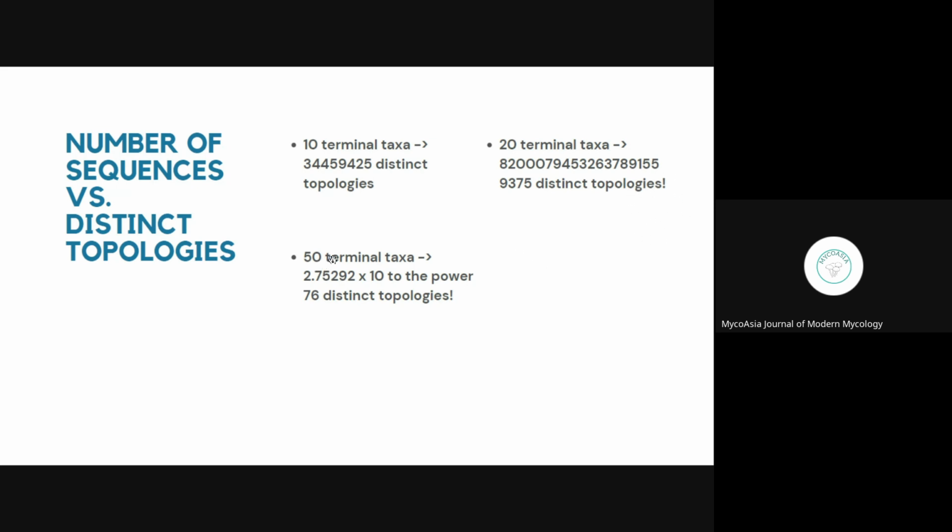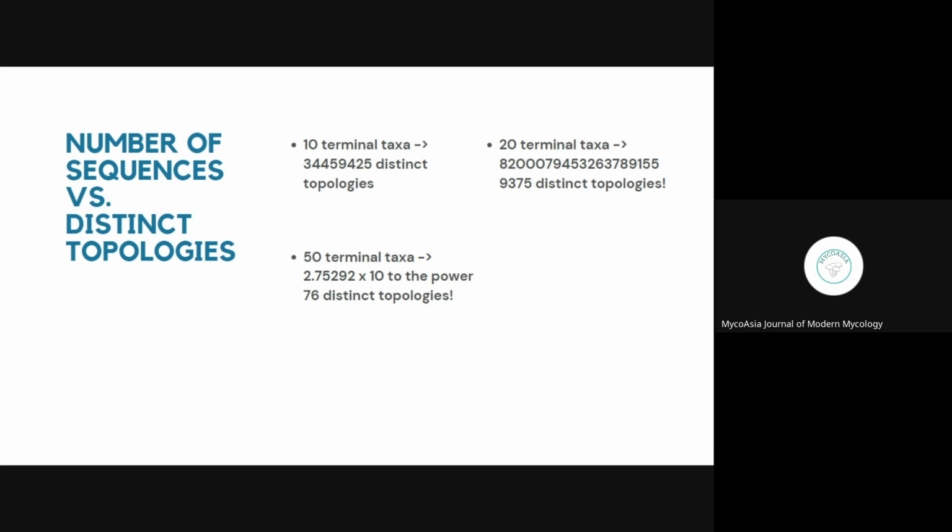When you add 50 sequences in a phylogenetic analysis, that will lead to 2.75292 × 10^76 distinct topologies. That means as you increase the number of sequences in your phylogenetic analysis or tree construction, the complexity increases. When the complexity increases, you would need higher computational power. Sometimes you might need a supercomputer.